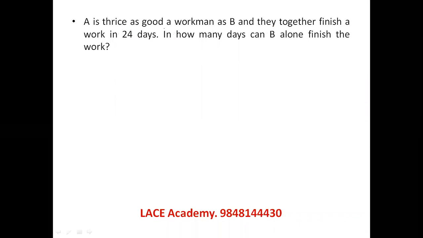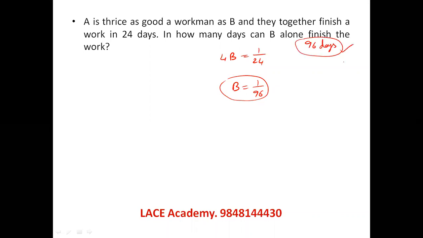A is thrice as good a workman as B. So A is 3 times of B, and together if they are working together, 3 times of B plus B, so total 4 times of B working at an efficiency of 1 by 24. So B has an alone efficiency of 1 by 96. So B takes 96 days to do the work completely alone. This is a straightforward question where you need not waste any time. Let's see what is given next.